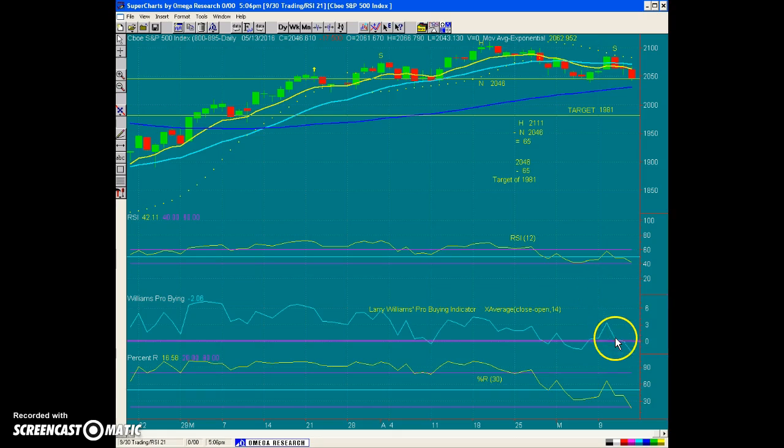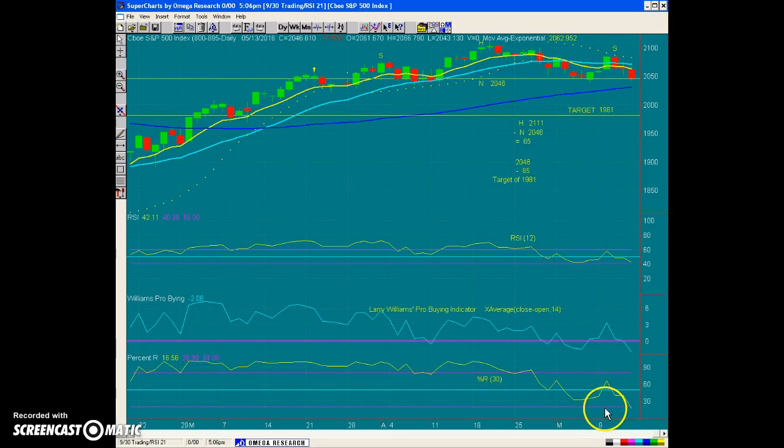Williams percent R is now broken down below the zero line. That's not very good for the bullish scenario. And percent R is now oversold. So on the one hand, it's a momentum indicator, but when it gets to these low levels here, it is an indication that the market is quite oversold.